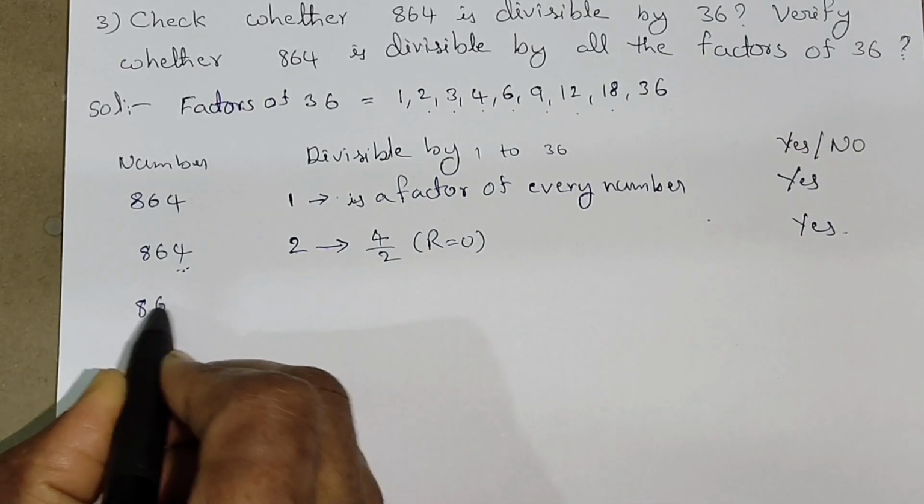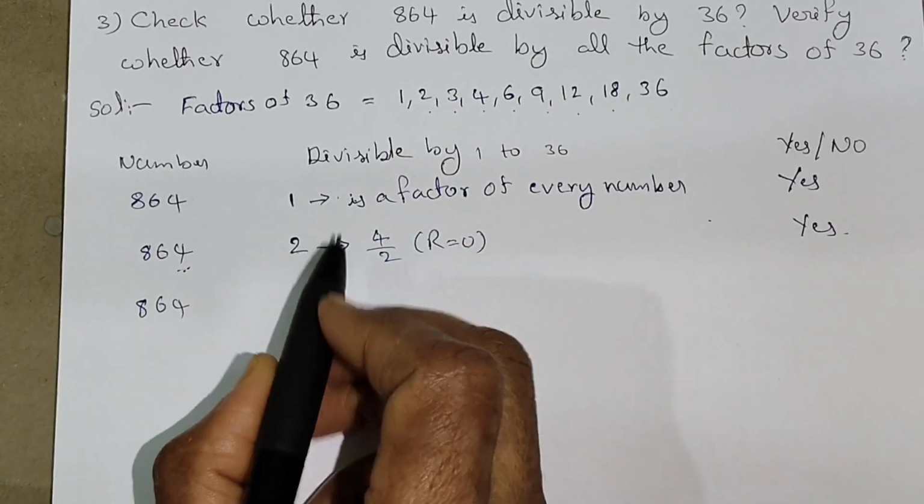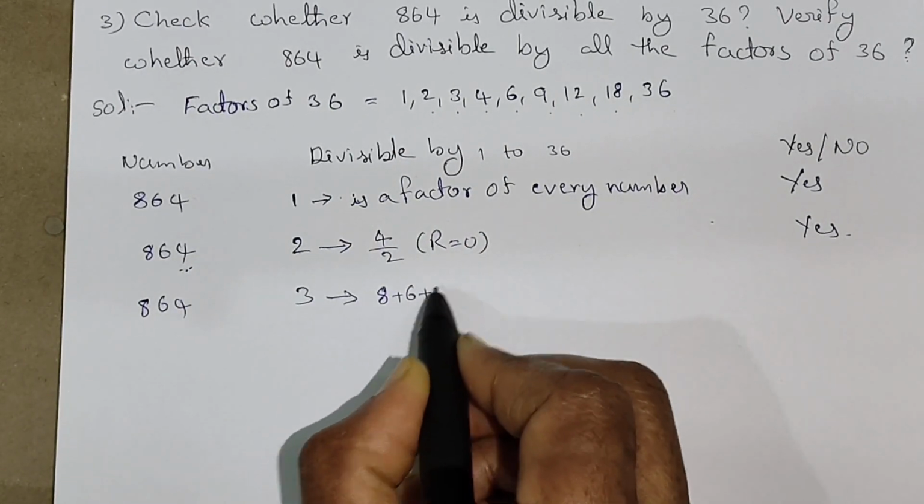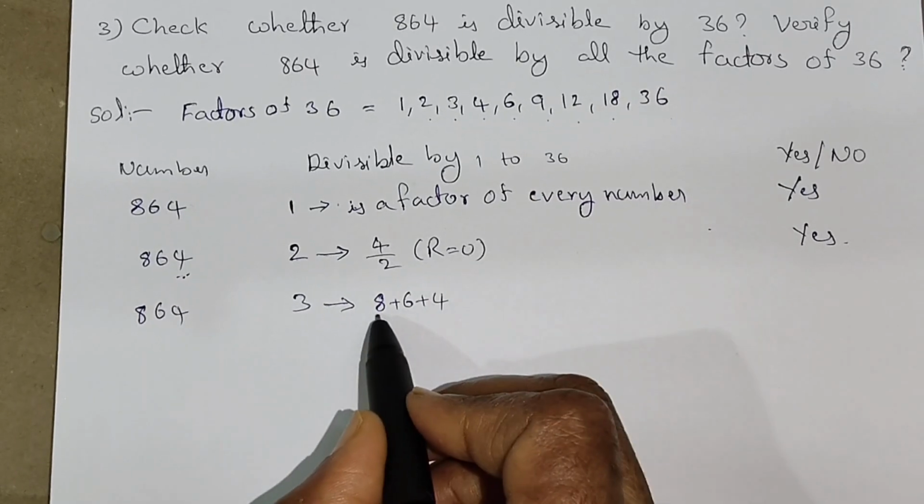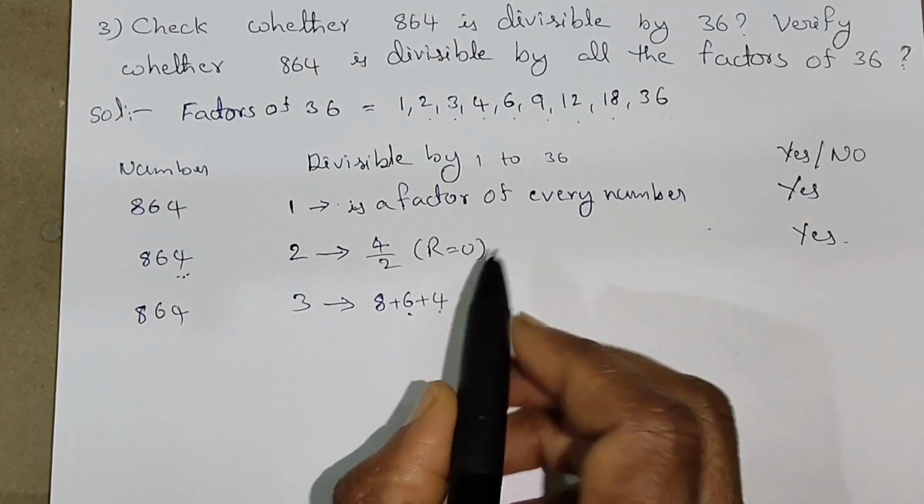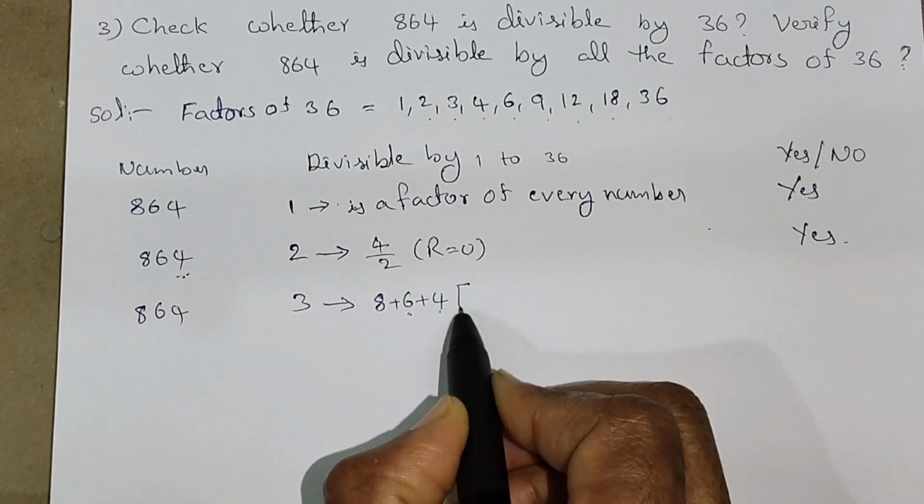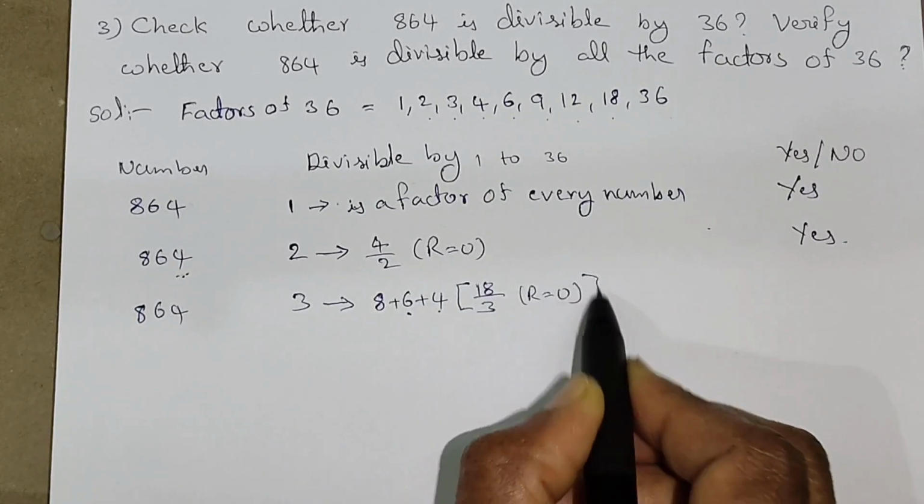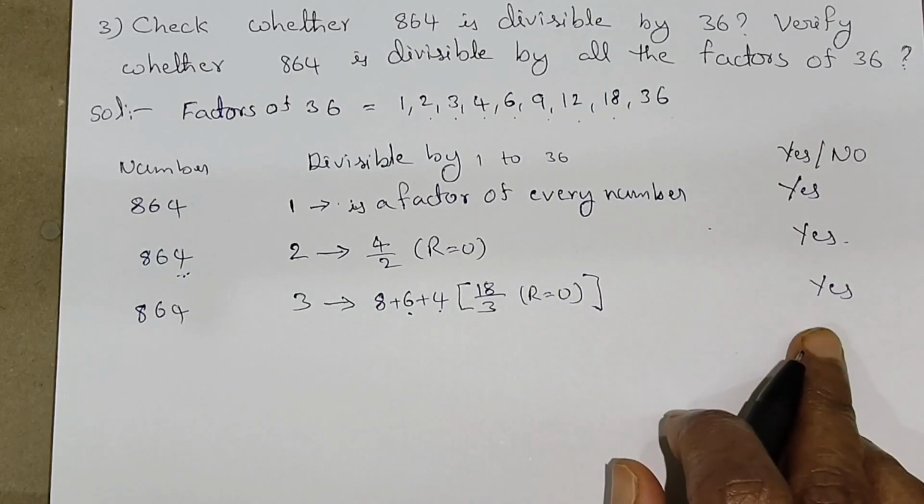So yes, this number is divisible by 2. Next, the factor is 3. The rule for 3 is the sum of the digits. 8 plus 6 is 14, 14 plus 4 is 18. 18 is divisible by 3, so the remainder is 0. So yes, this number is divisible by 3.